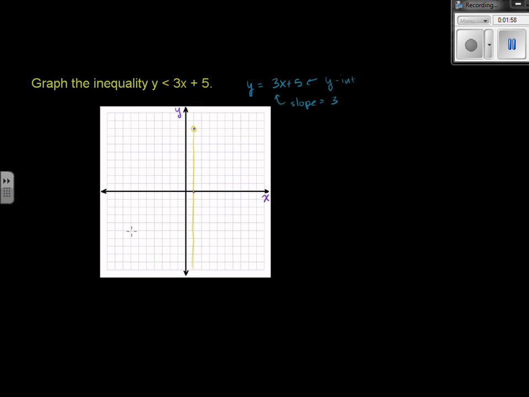Now, I could just graph the line, but because that won't be included in the y's that satisfy this constraint, I'm going to graph it as a dotted line. So we'll start with the y-intercept of 5. So 1, 2, 3, 4, 5. That's the y-intercept. And the slope is 3. So if you go over 1, you go up 3.